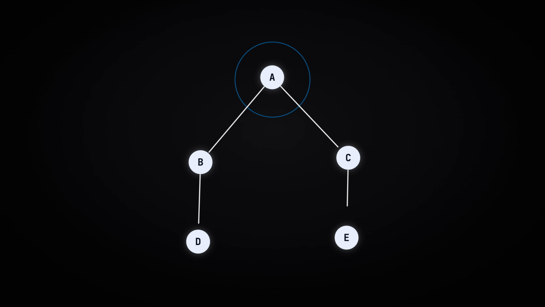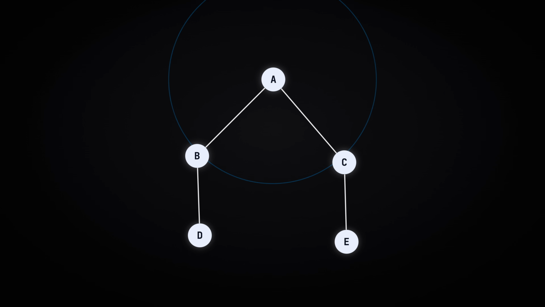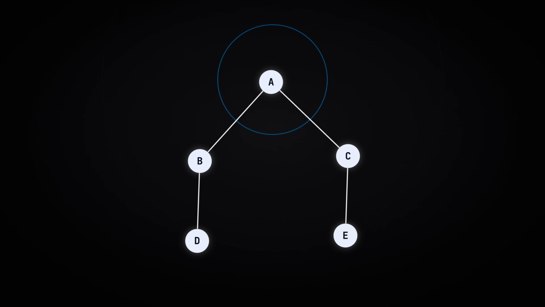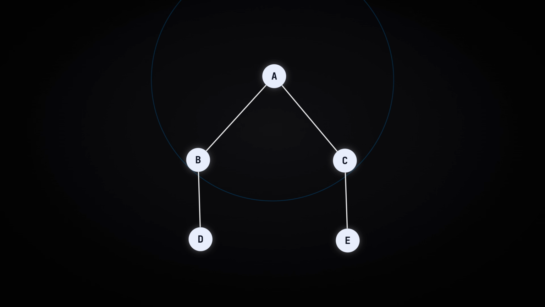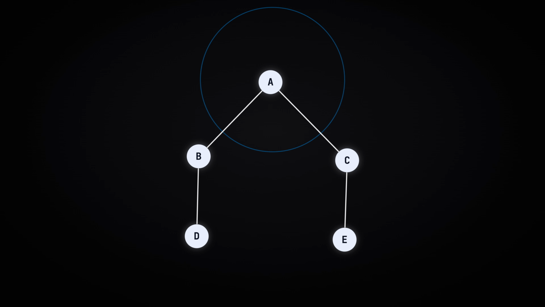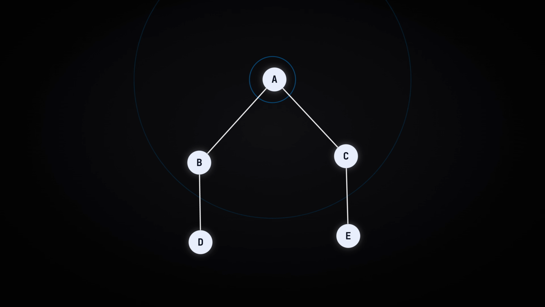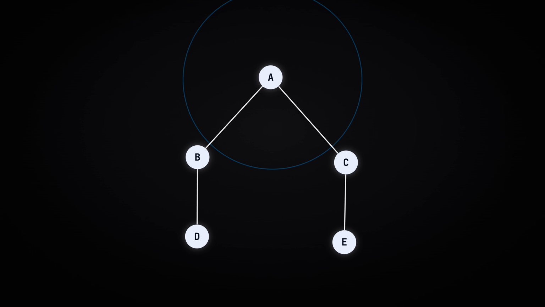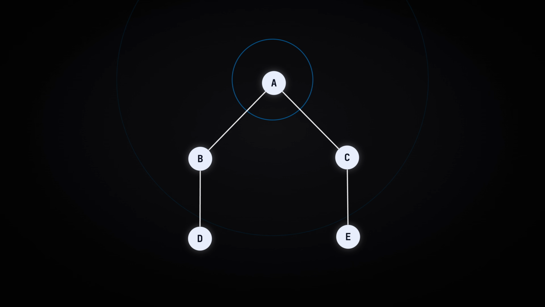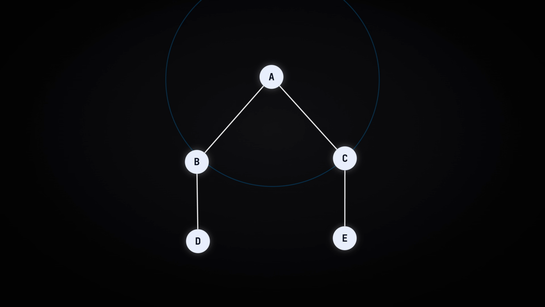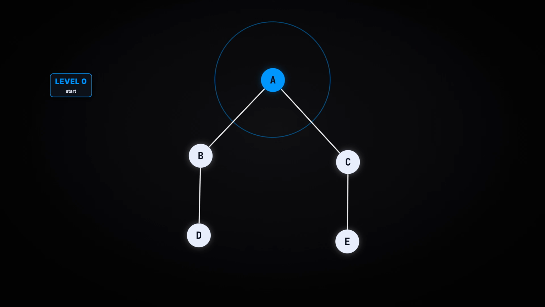Let me start with something you have all seen. Imagine a stone dropped into a still pond. What happens? A ripple spreads outwards. First a small circle, then a bigger circle, then a bigger one. The ripple touches everything close by first and only then moves further out. That is exactly how BFS explores a graph.